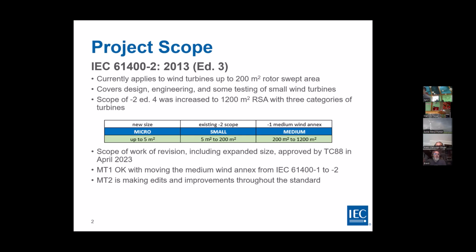So we spent a lot of time in the early part of this revision process considering input from the global distributed wind community, mostly brought together by IEA Task 41, to consider an increase in the scope of this standard, because there are turbines that fall outside of 200 square meters that the industry felt should fall within our standard. So we worked on that for quite a while and decided to increase the scope of -2 from 200 to 1,200 square meters of rotor swept area.